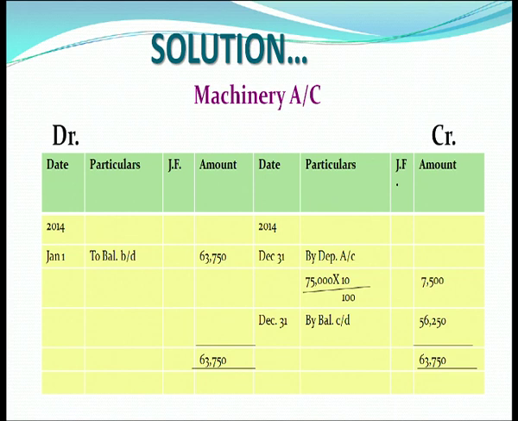Same way for the third year, because the question says that you have to prepare the machinery account for the next 3 years. So again, in 2014, the same procedure would be followed. We will bring the balance from the previous account, which stands at 63,750. Again, on 31st December, we would be providing depreciation on the original cost at 10%, which we have calculated as 7,500. And we will close the books of accounts by calculating the carried down balance of 63,750 minus the depreciation amount 7,500. And we get a figure of 56,250.